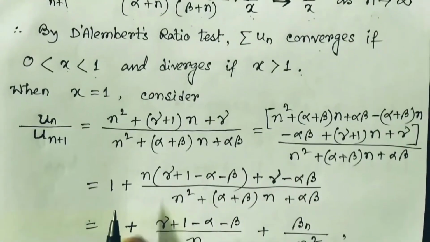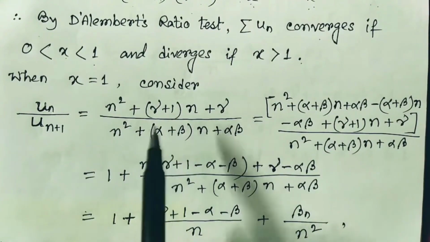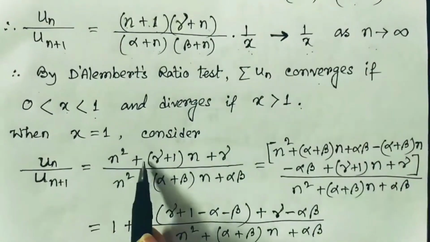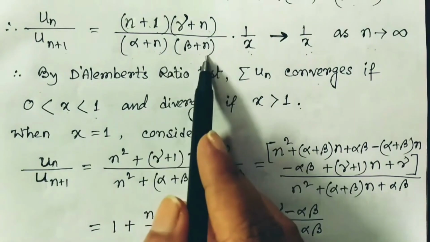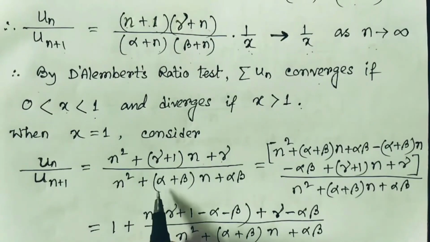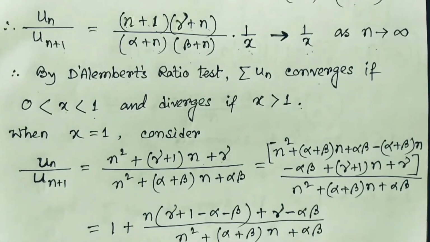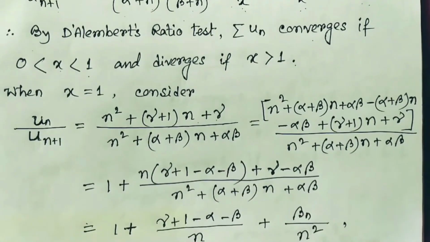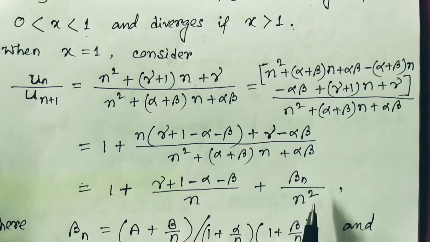So when x is equal to 1, un divided by un plus 1 becomes this, just by multiplying these two. If we multiply, we will find n square plus gamma plus 1 into n plus gamma, and after multiplying the other two, we will find n square plus alpha plus beta into n plus alpha beta. Now we make some adjustment because our requirement is to express the given ratio in the form of 1 plus alpha by n plus beta n by n square.